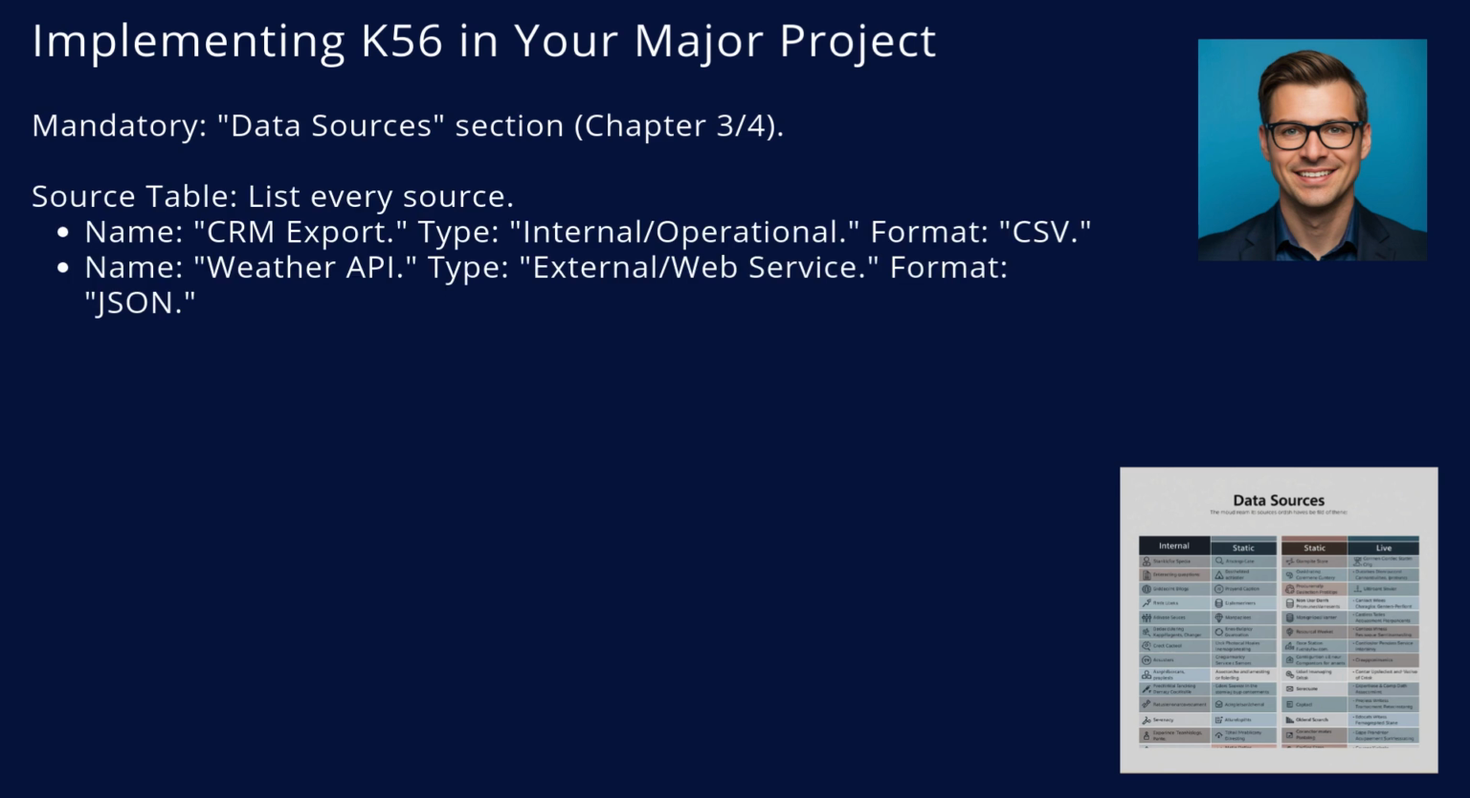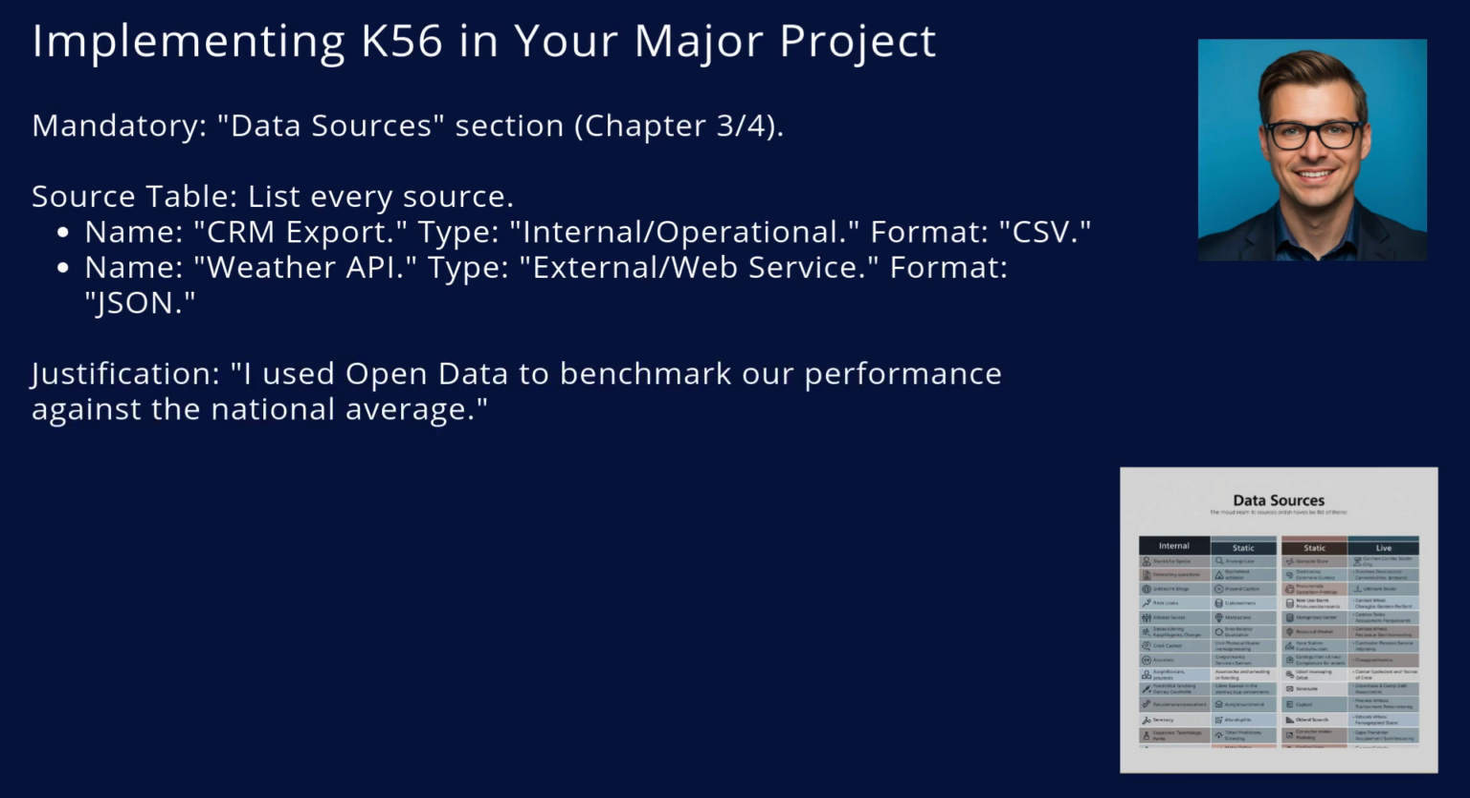Name: CRM export. Type: internal operational. Format: CSV. Name: weather API. Type: external web service. Format: JSON. Justify them. I included national census data to benchmark our user demographics against the general population.